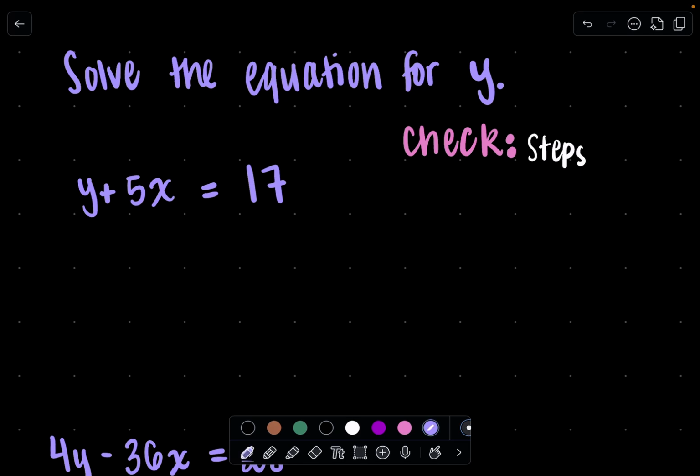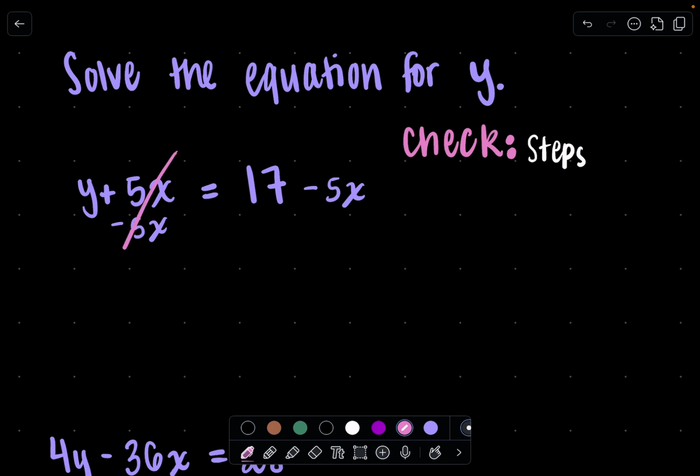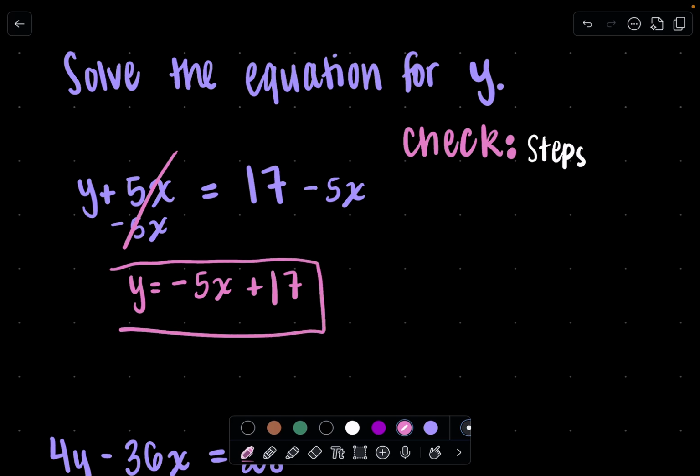All right. So I have y plus 5x equals 17, and I want to solve this for y. So what I must do is I need to isolate y. So I need to get y by itself. And to do that, I'm going to subtract 5x from both sides. This is all I need to do to solve for y.